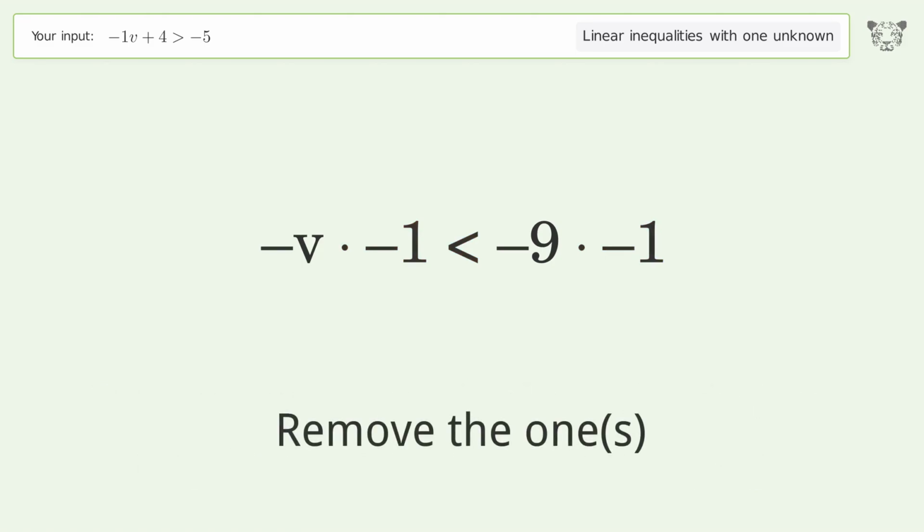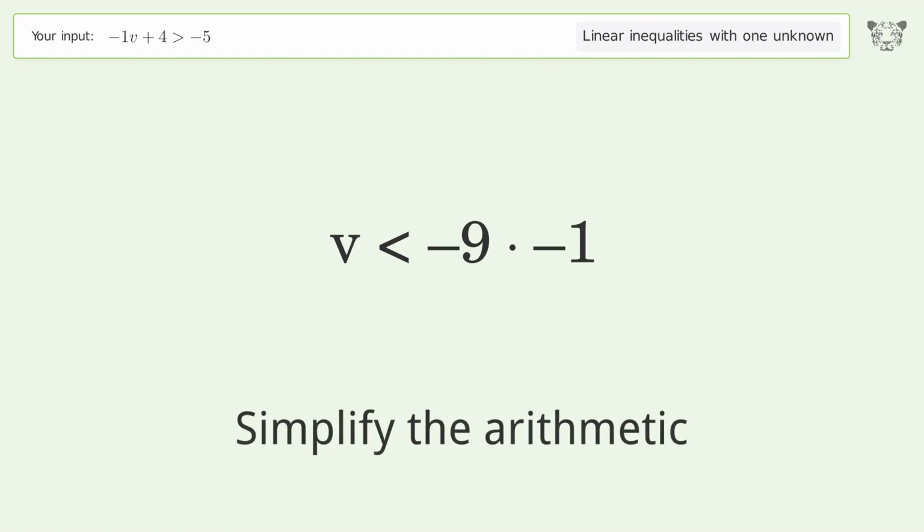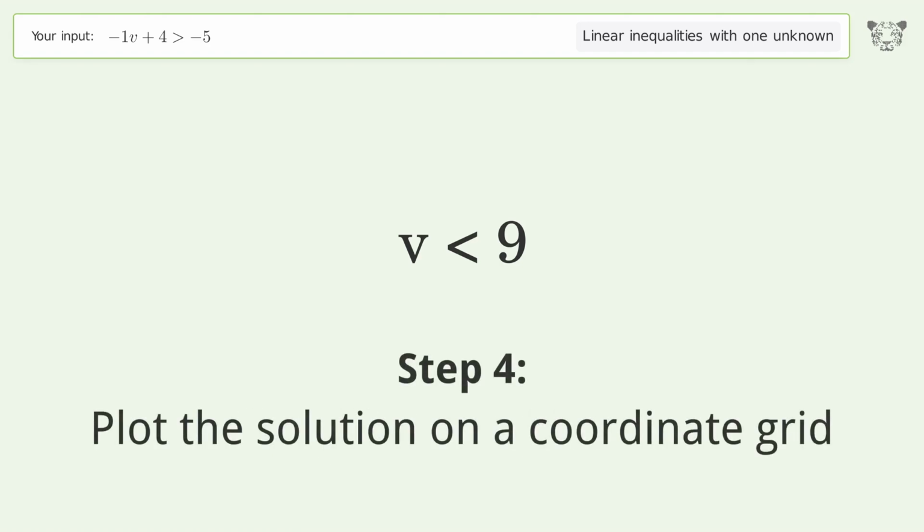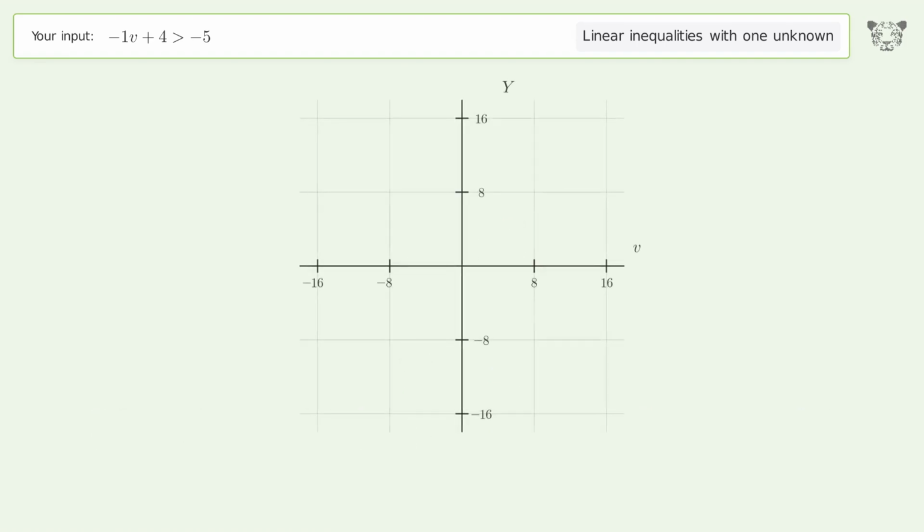Remove the ones. Simplify the arithmetic. Plot the solution on a coordinate grid. And so the final result is v smaller than 9.